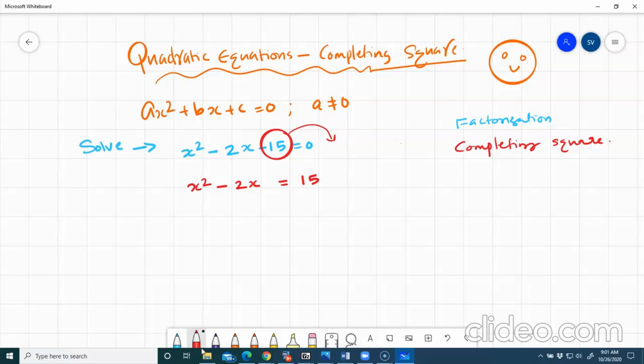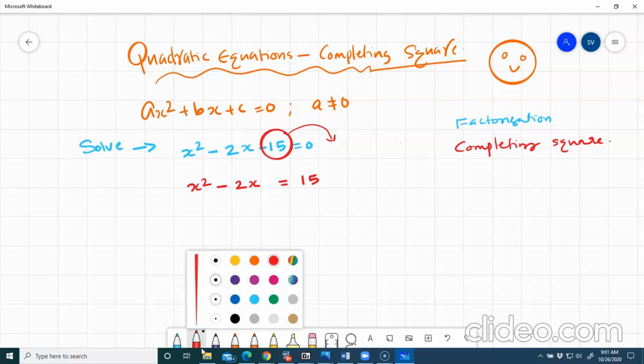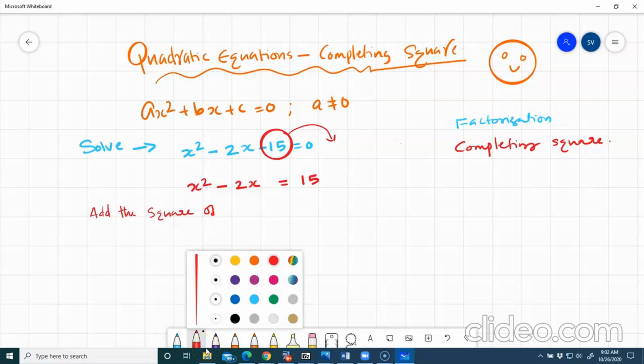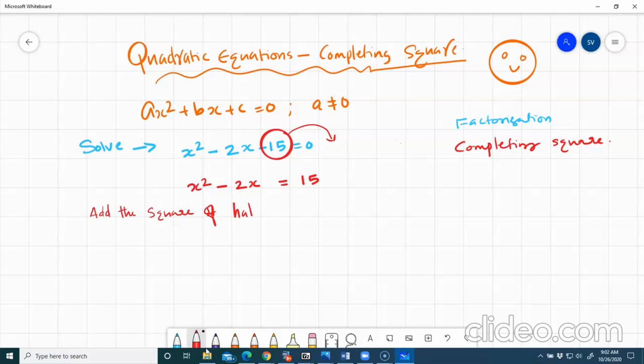Okay, that's good. And now the next step is very important. You have to repeatedly practice some problems and make sure you know the rule. The rule is this: add the square of half of the coefficient of x on both sides. Okay, the square of half of the coefficient of x on both sides.